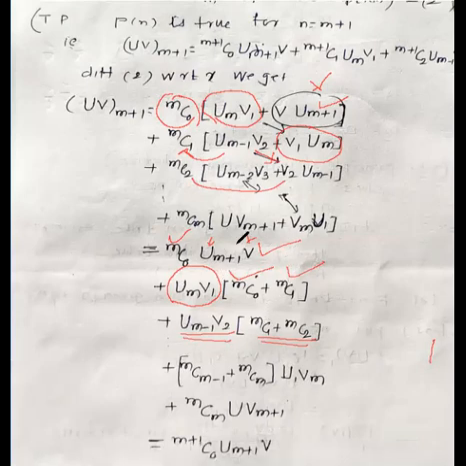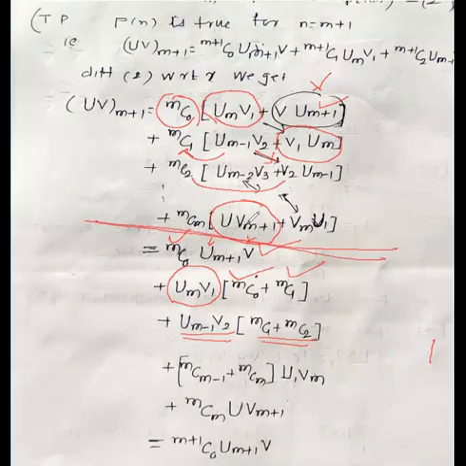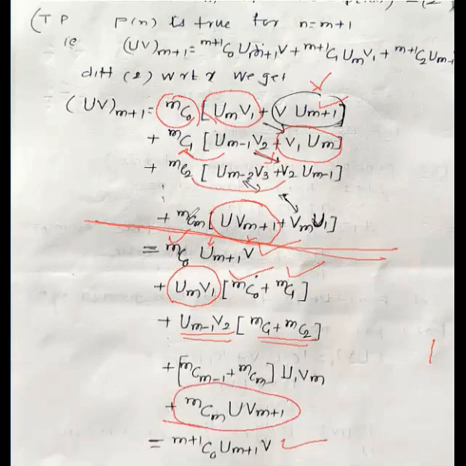The last term is this, containing the (m+1)th derivative. There is only one term containing the (m+1)th derivative. So what is that term? It is u into v^(m+1), and its coefficient is mCm. Right? Now which terms are common?